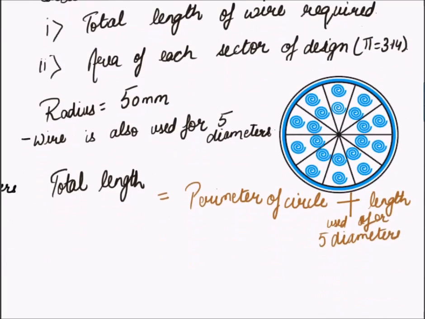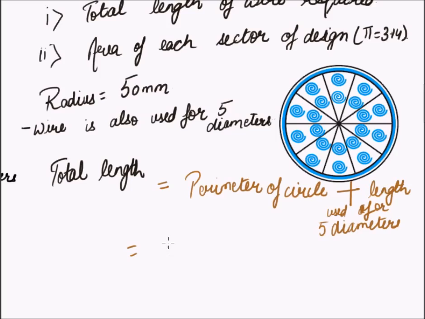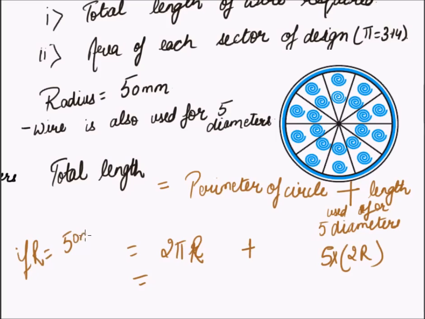Now we know that the perimeter of a circle is 2 pi r, whereas the length of one diameter is twice the radius, and we have 5 such diameters. So if the radius is given as 50 mm, we will have the total length as 2 into pi, and pi is given as 3.14, plus 5 into 2 are 10 into 50.